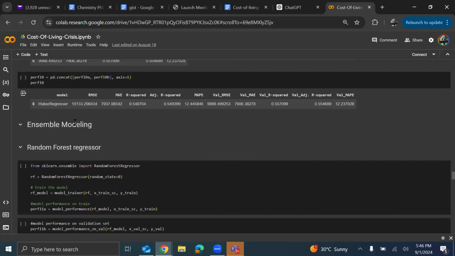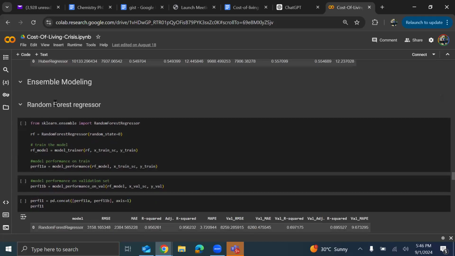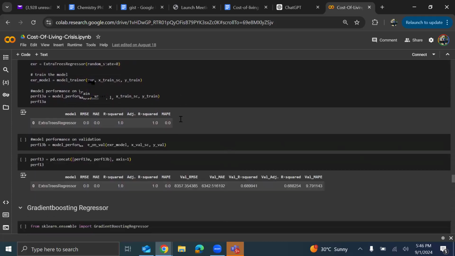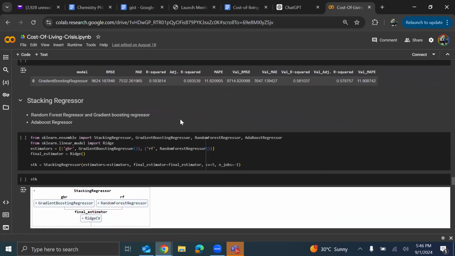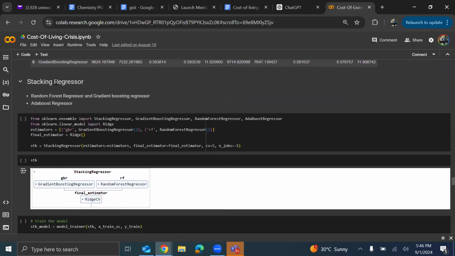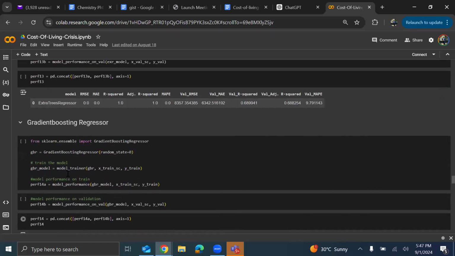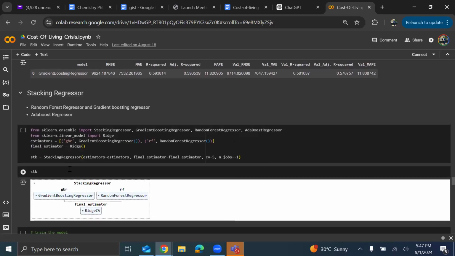Then we did ensemble models. For ensemble models, we choose random forests, and then we check the performance, gradient boosting, all of those things. Then we did stacking regressor. What I did with stacking regressor was I said, okay, I'm going to use the top performing regressors so far. I think I found that to be gradient boosting, random forest, and extra trees. I want to use my final estimator as ridge, right?